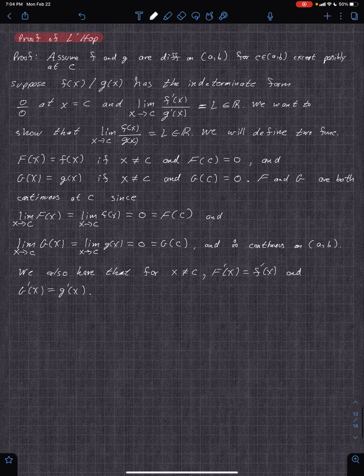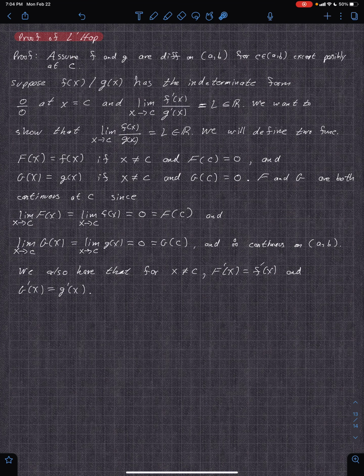So that must be true because f and g are differentiable on (a, b) for all values except possibly at c, and these are defined to be equal. Okay, so now we may apply Cauchy's formula.